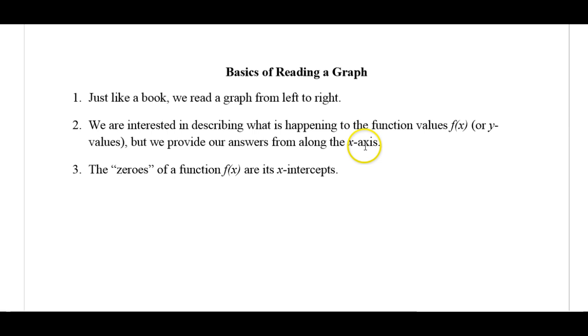And finally, the zeros of a function, or really more specifically the real zeros of a function, are its x-intercepts. So finding the zero, setting a function equal to 0, and getting out real numbers, what you have found are its x-intercepts.